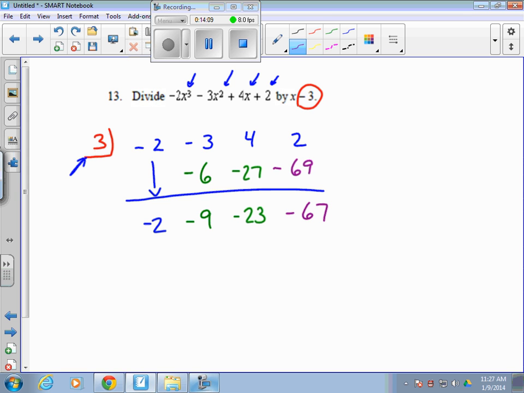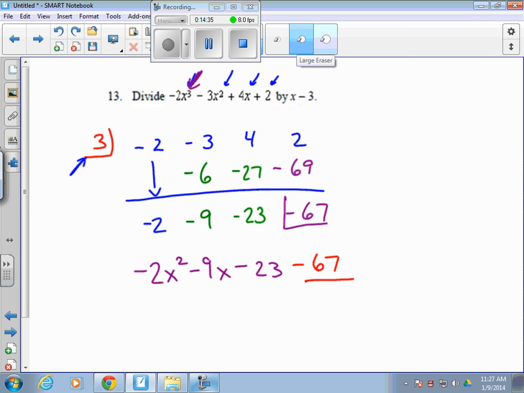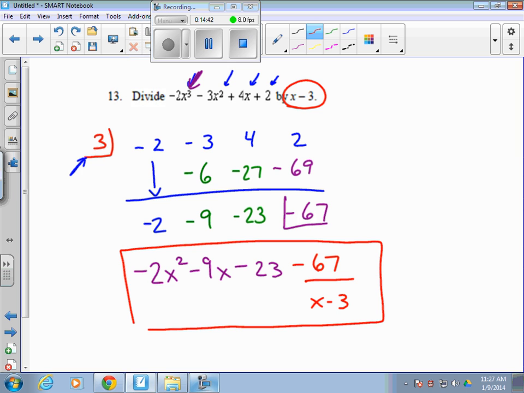Remember, it's always 1 degree less than the first one. So that's x to the third power, so you have negative 2x squared instead of to the third power. Minus 9, you just count the degrees down, x to the first power. Minus 23, there are no more x's to include. So what this is here is our remainder. Remember, with your remainder, you simply put minus 67 over your original denominator, which is x minus 3. And all this nonsense here is the correct answer.